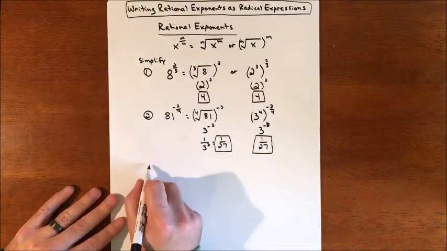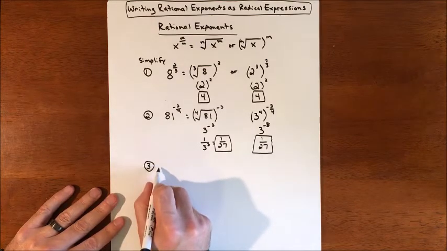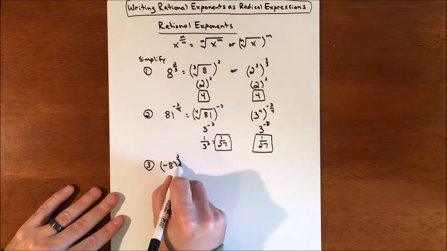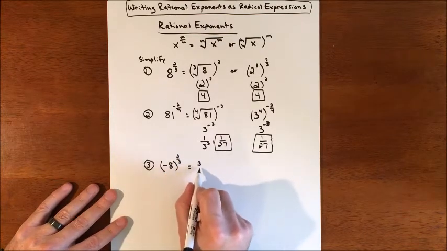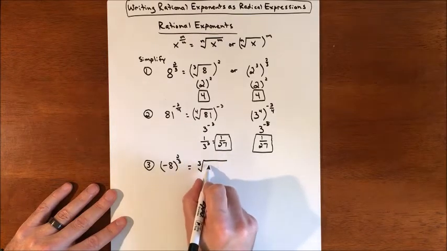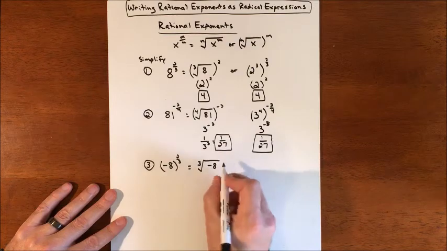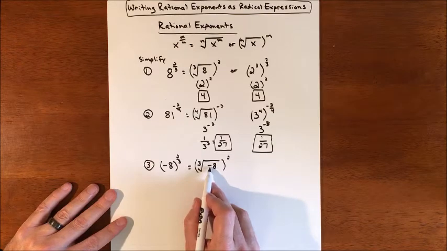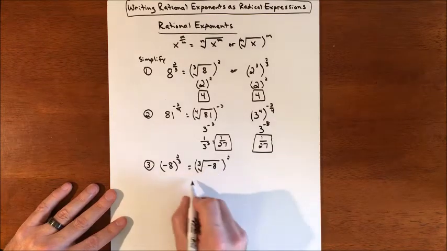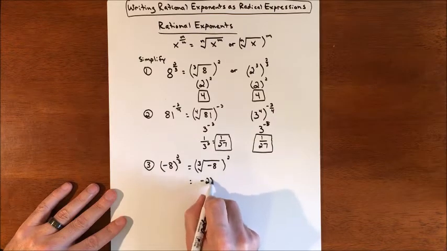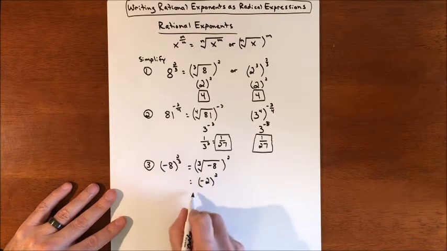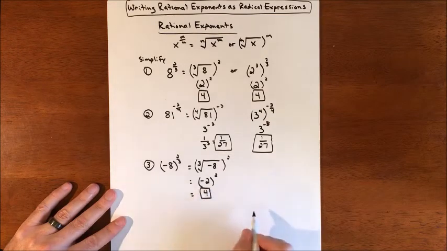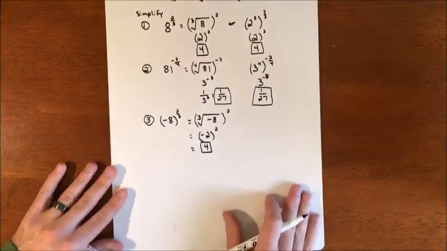Right? So here's another one. If you have negative 8 to the 2/3, we're looking at cube rooting. Based on the denominator, we're cube rooting negative 8, and we're going to take that value and square it. So can we cube root a negative 8? Yes, it consists of negative 2 times negative 2 times negative 2, which is then negative 2 to the 2nd power. Negative 2 to the 2nd power is just positive 4.